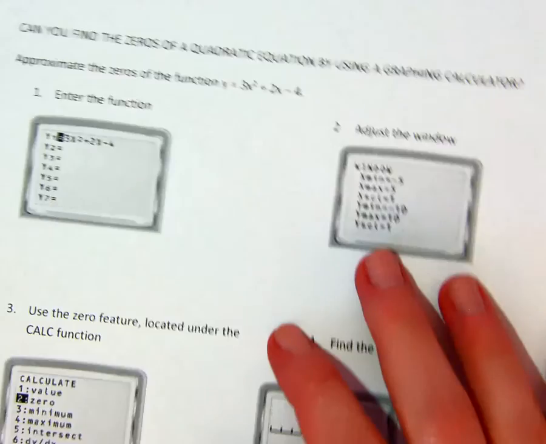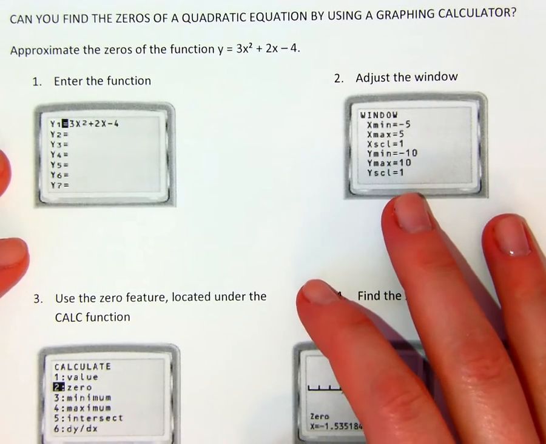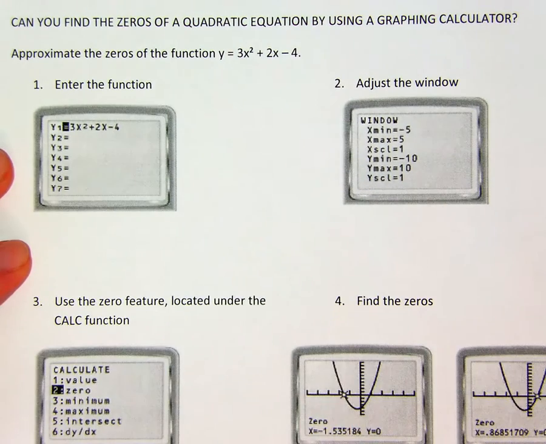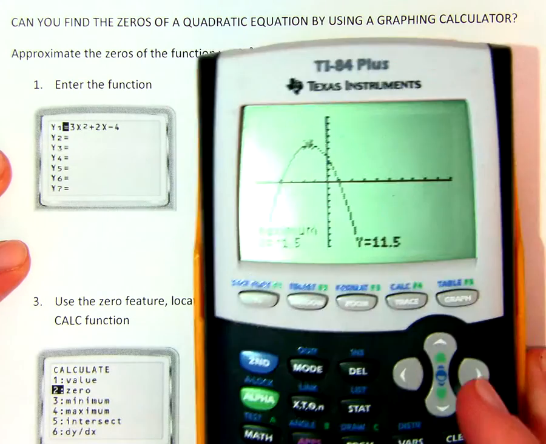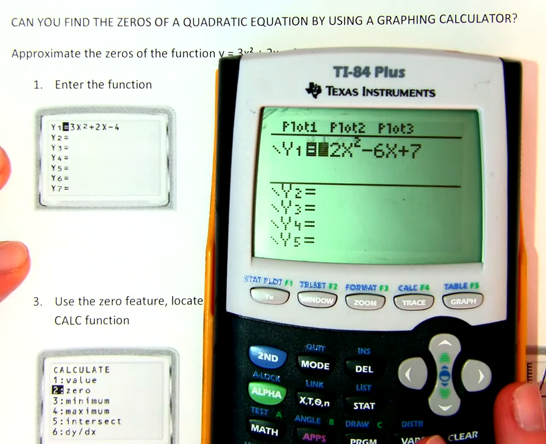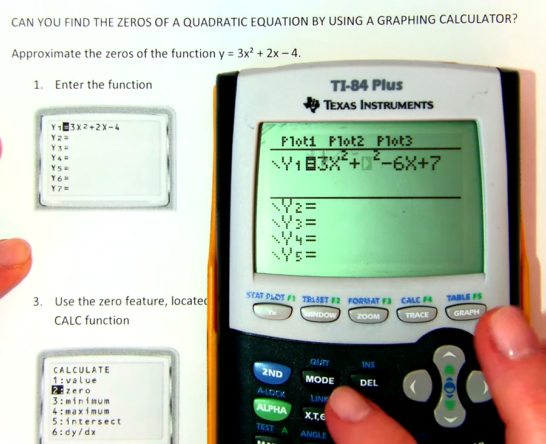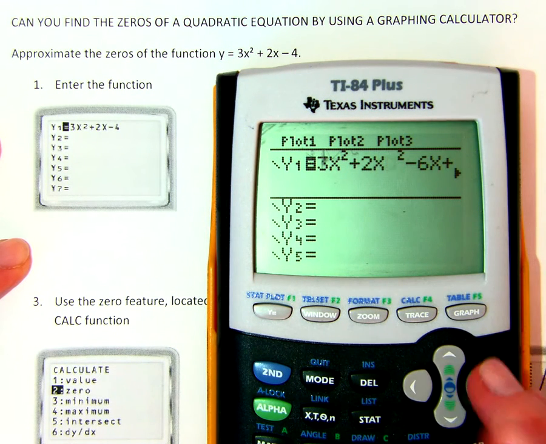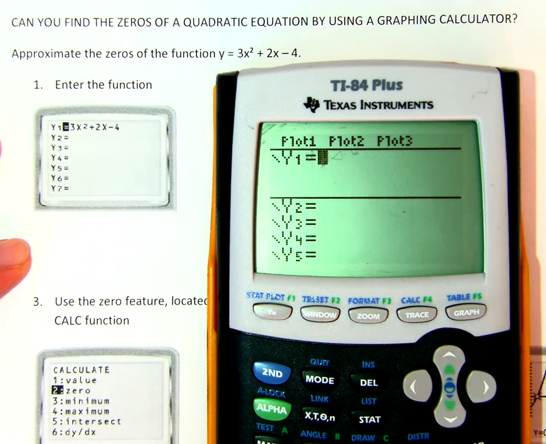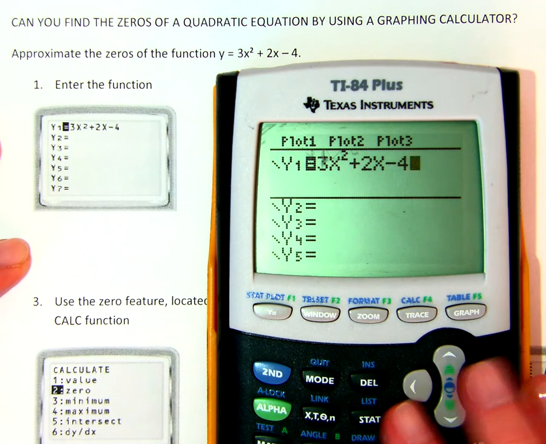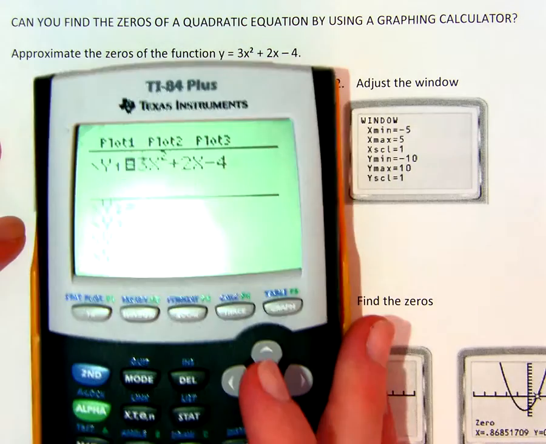Now we are going to learn how to find the zeros by using our calculator also. So we're going to let our calculator help us as much as possible. Okay, so let's put this new function in. So now y equals 3x squared plus 2x minus 4. Okay, enter the function. I've given you a window to help you out.